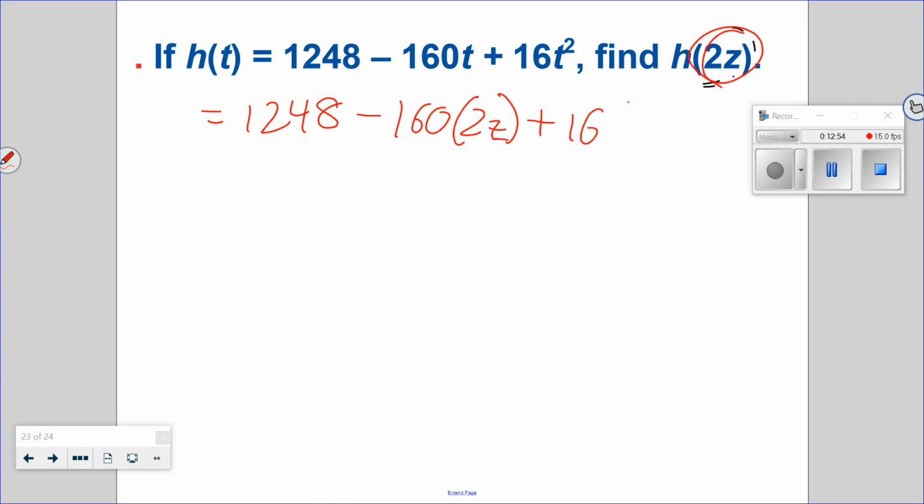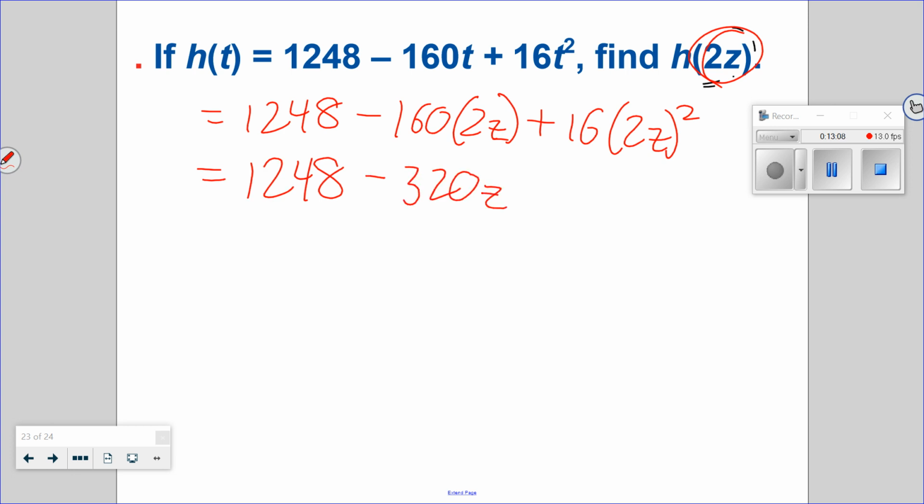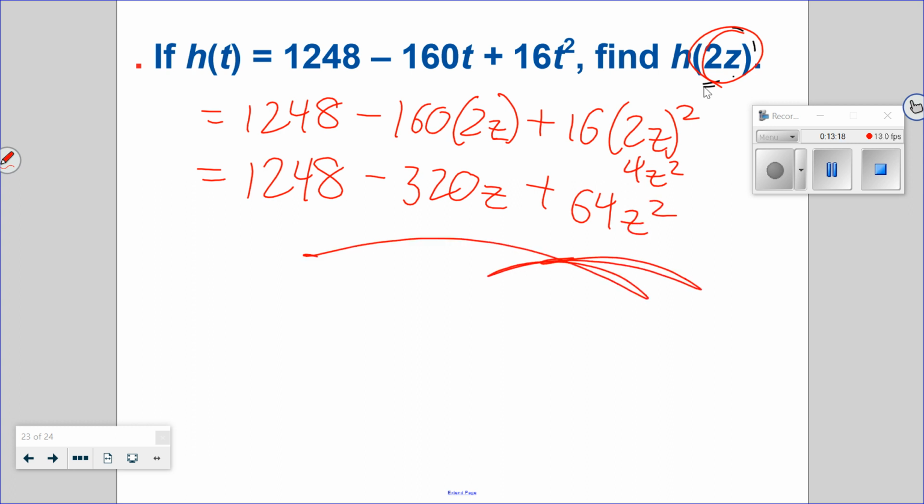Okay, we'll practice a little bit tomorrow and you'll realize you actually have it down. Minus 320z plus, that's going to be 4z squared. 16 times 4 is 64. And it doesn't simplify anymore. Okay, we haven't been practicing operations like FOIL and stuff, so these won't get too terribly complicated. You won't have to plug in like k plus 2 and then square it.